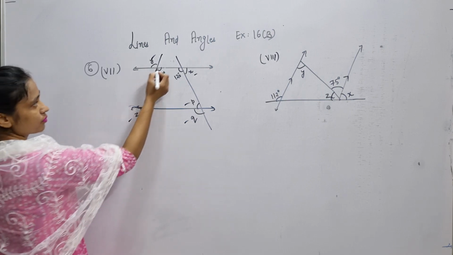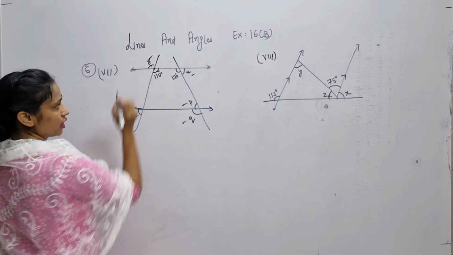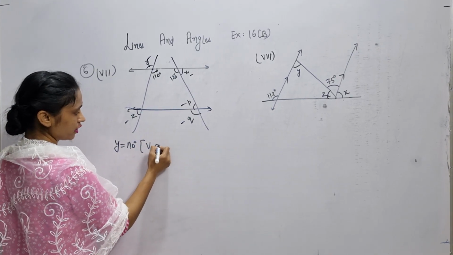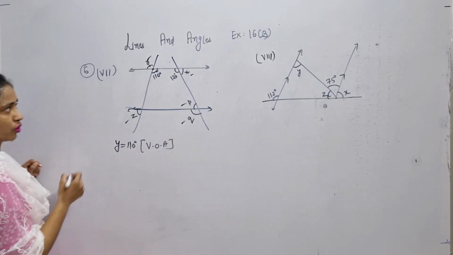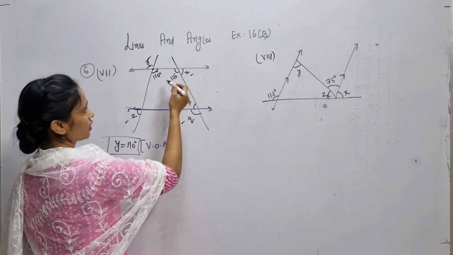Okay, see, first see here, these two angles are vertically opposite, means y will be equal to 110. The reason is vertically opposite angle. Okay, y is done. Okay, now see the relation here.